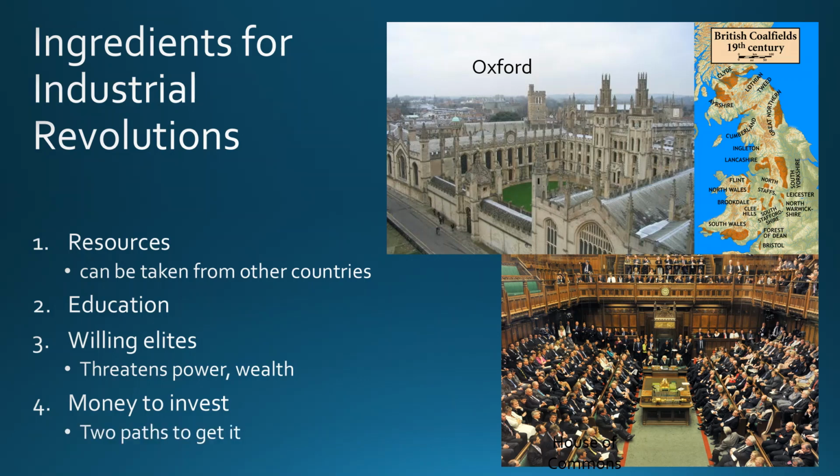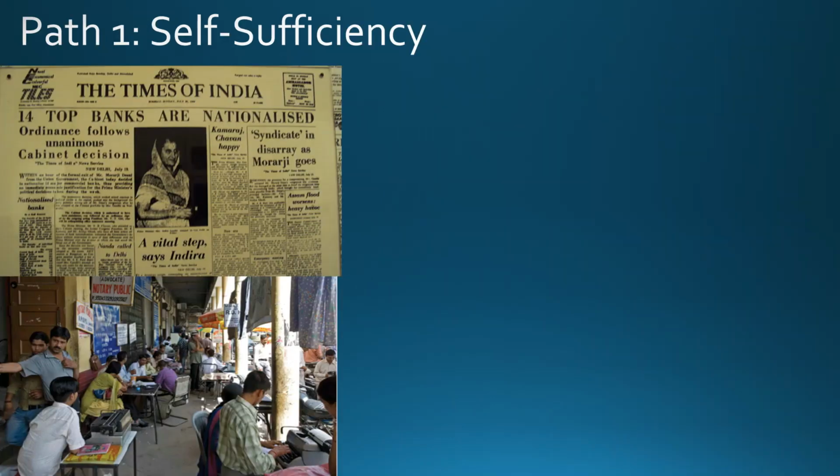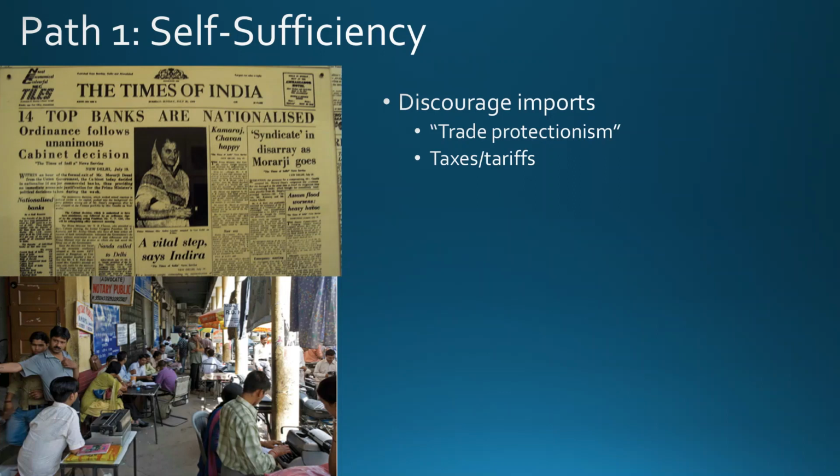There are two primary paths that have been used to get this. They overlap. They are not necessarily distinct. I don't want you to take them as equal objects going on a single trajectory towards industrialization. This is ways that it has been done in the past. Path one is self-sufficiency, where you discourage imports. You practice trade protectionism. So basically you don't allow a lot of imports, or you tax them or put tariffs on them when they come in.